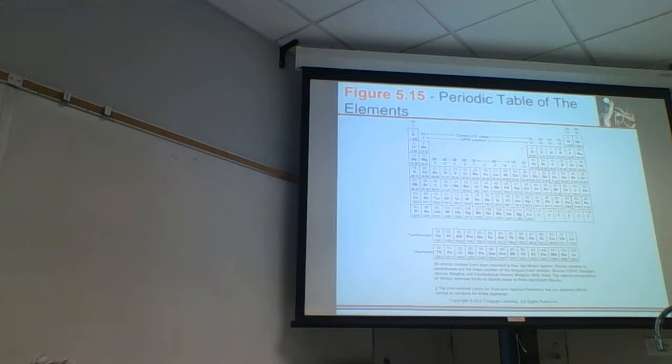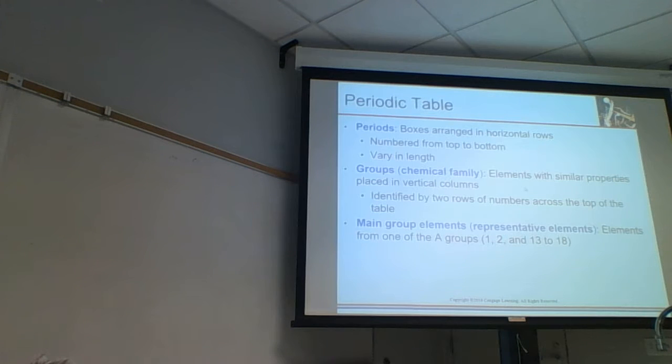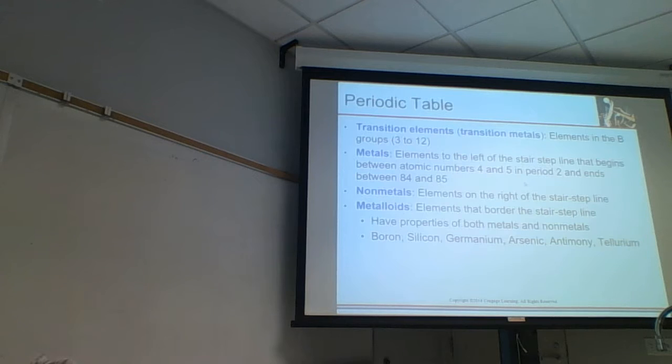We'll talk more about these as we go along. And so there's certain properties that we pick up little by little. We have the main group elements, 1, 2, and 13 through 18. The group A. The B's are called the transition metals. Those are elements in the B groups.